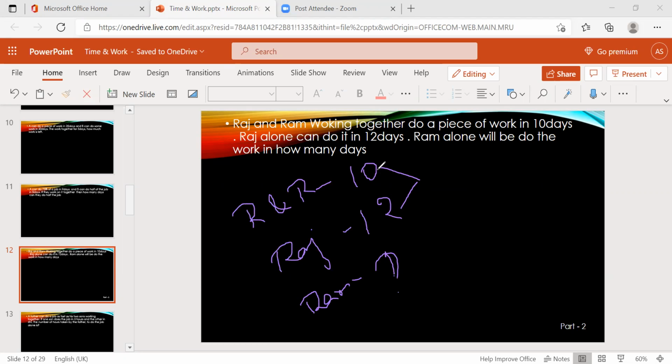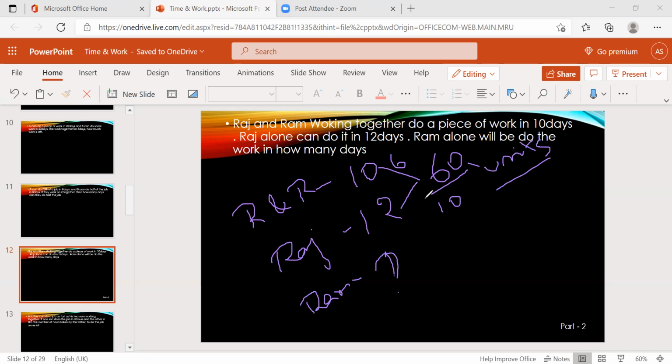So 10 and 12, what is the LCM? It's nothing but 60, right? 60 is the LCM. So 60 as the LCM means it is nothing but the total units of the work. Now, 1 day work of Ram and Raj. 1 day work is nothing but efficiency. 60 by 10 is nothing but 6, right?